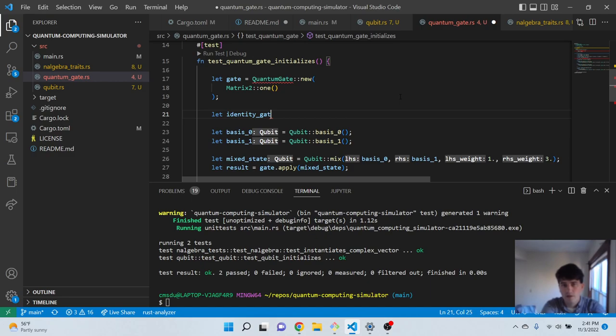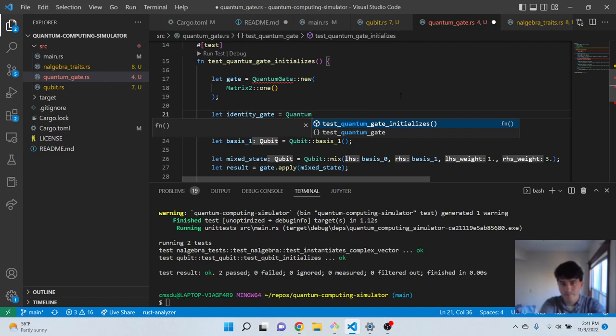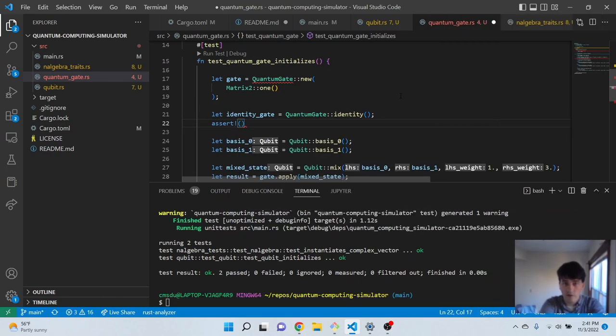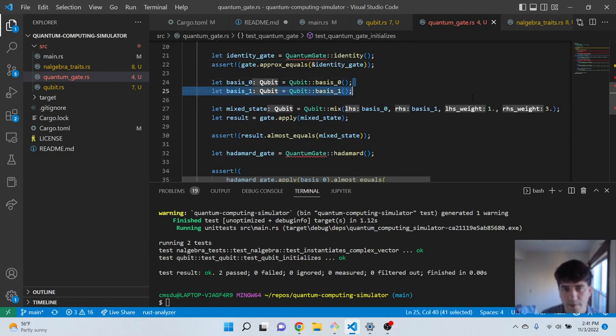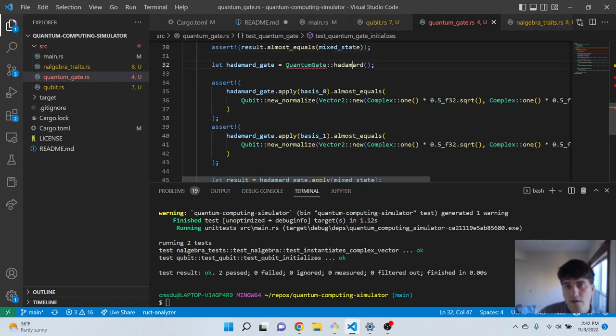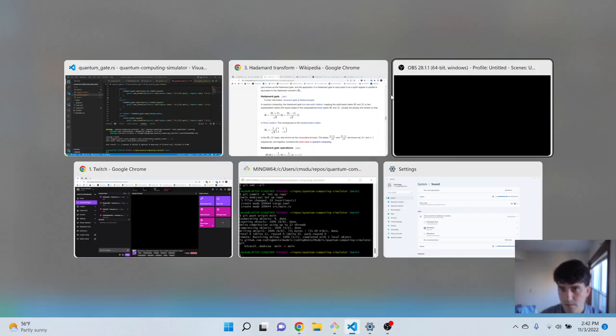Identity gate B, quantum gate identity. And then we can just assert that those are approximately equal. So we want to be able to compare quantum gates themselves, and we want to be able to apply them, and get the right things out, including being able to apply the Hadamard gate. Okay, so we'll get to implementing this in a moment.